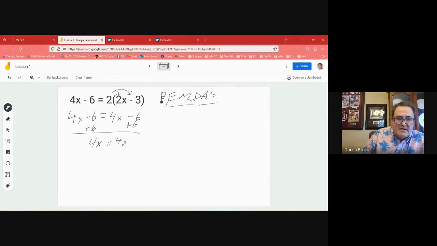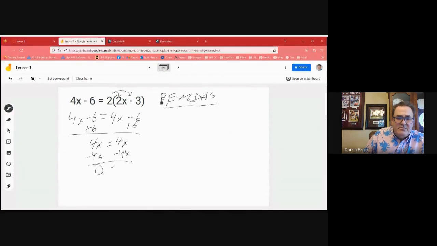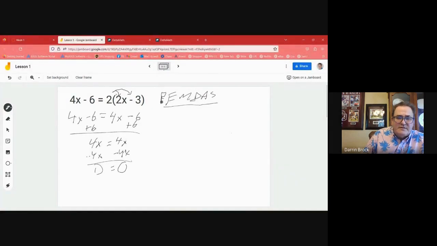So those cancel each other out. We've got x's on both sides. Let's move all the x's from here. Negative 4x on this side. We'll subtract it from the other side as well. 4x minus 4x is 0. Over here, 4x minus 4x is 0. We've got 0 equals 0. That is a true statement all the time.